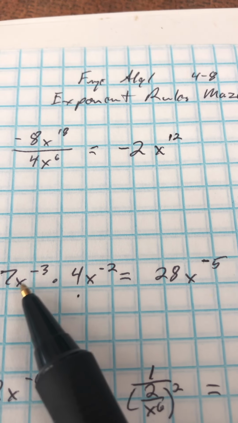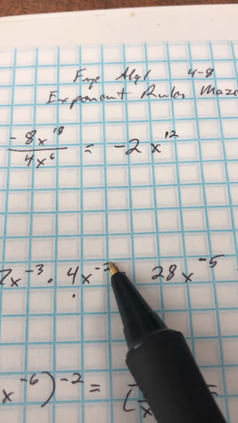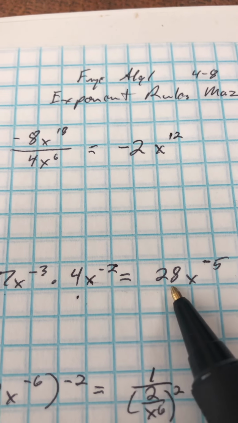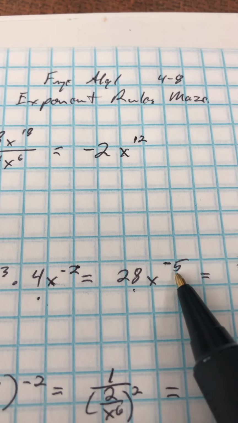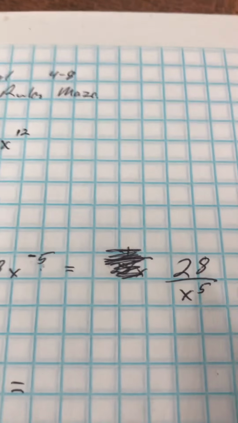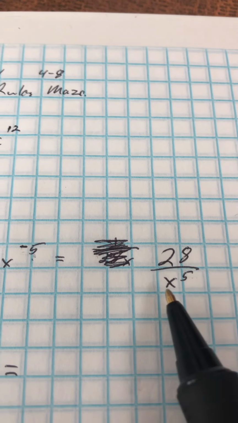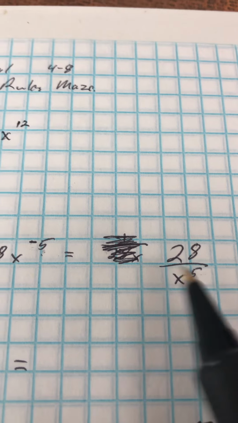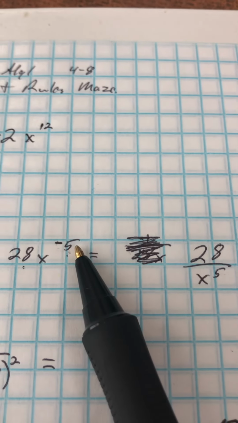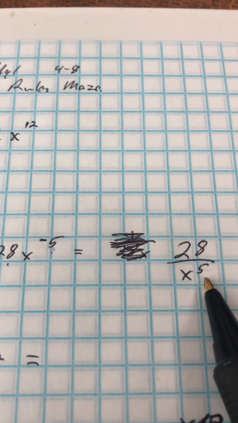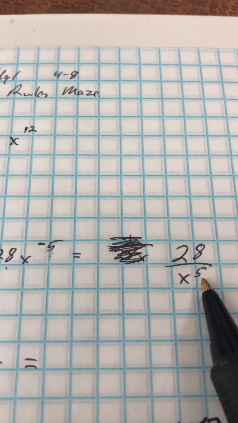And remember, you are multiplying the 7 times the 4. You add the exponents. Now I have a negative exponent. I'm going to put it underneath. Sorry, I made a mistake here. I'm going to put it underneath my line to make it a denominator to get rid of the negative. You shouldn't have any negative exponents. So it should be 28 over x to the 5th. Now that's going to take you on your maze to this.